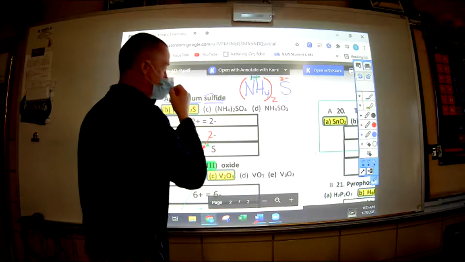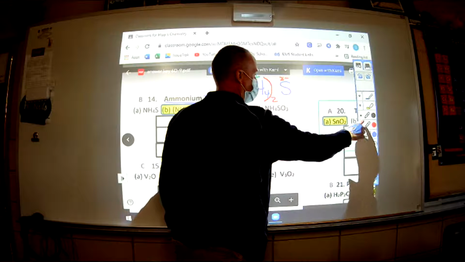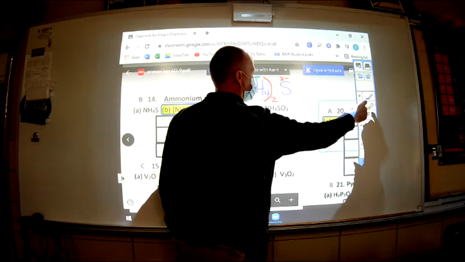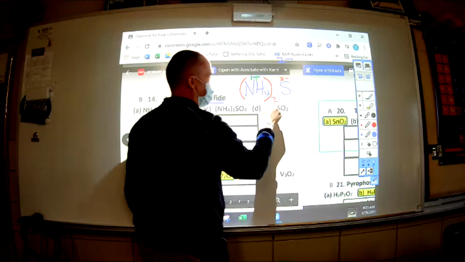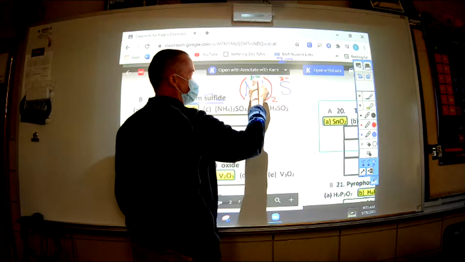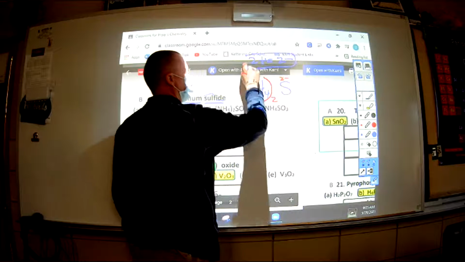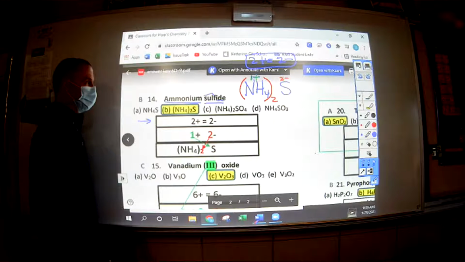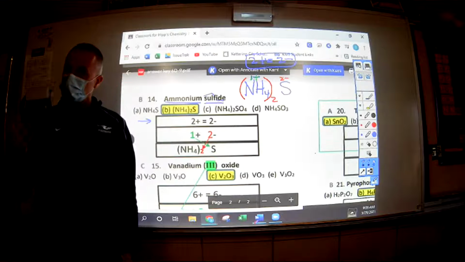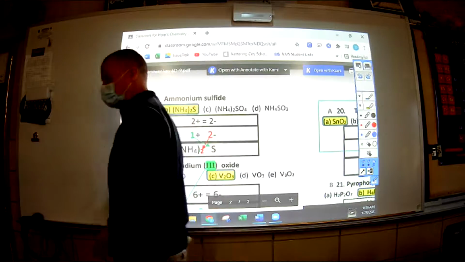Now I check my total charges. How many sulfides do I have? 1. The total charge, 1 times 2 minus is 2 minus. I have 2 ammonium ions at 1 plus. 2 times 1 plus is 2 plus. My charges are balanced. That's my check. The total charges are right there. That's my check. How does that help? It's okay? Never hesitate to say, if I did not explain it well enough, to try again.